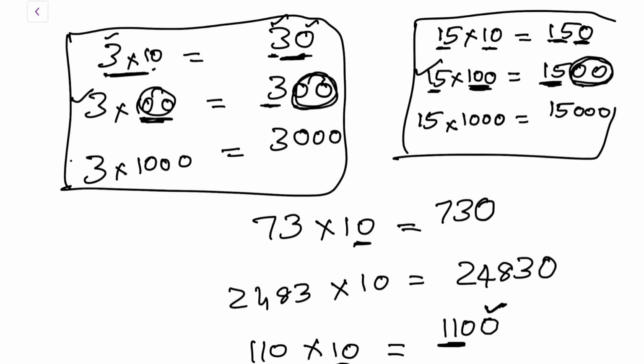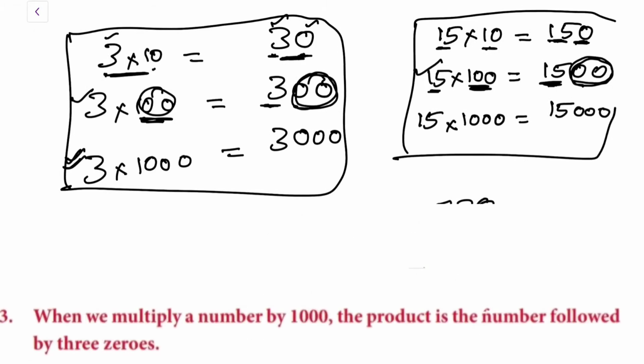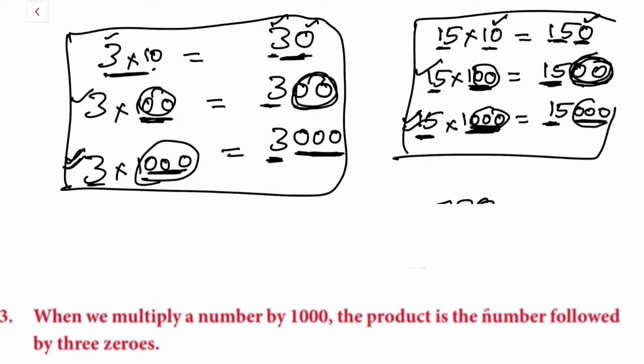Now, what can you observe from this when you multiply a number with 1000? That's right. When we multiply a number with 1000, again the product is the number itself but followed by 3 zeros. Because 1000 has 3 zeros, we include 3 zeros here. The same thing, when 15 is multiplied by 1000, the product is the number itself. You just write 15 and include 3 zeros at the end, because 1000 has 3 zeros. So with 10 it is 1 zero, with 100 it is 2 zeros, and with 1000 it is 3 zeros.